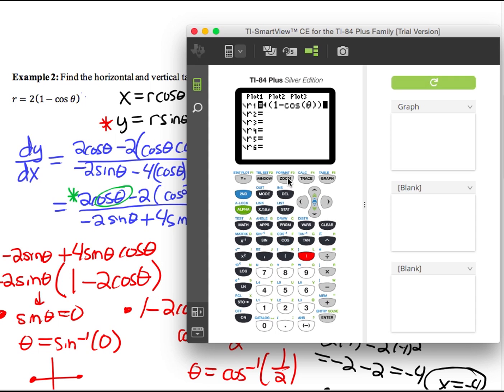Alright, so I'm going to make sure my parameters are good. Go to my window. I probably want to go back a ways just in case I see more of it. Maybe like negative 2 pi. Alright, let's try that. It looks like my window's a little too small, so let's go down here and make this like 5. It looked like it went backwards. I'm going to go negative 10.